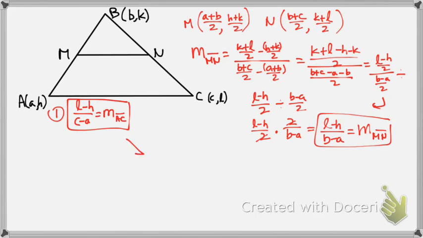So now we can say that AC is parallel to MN.